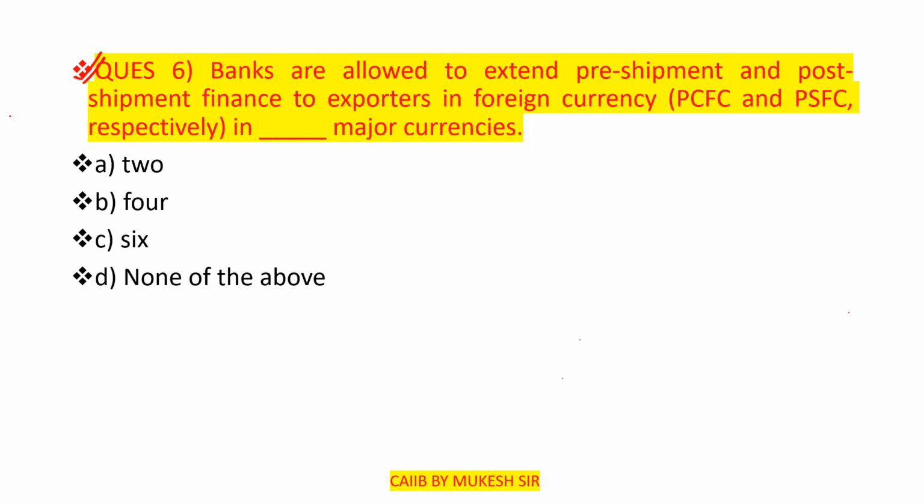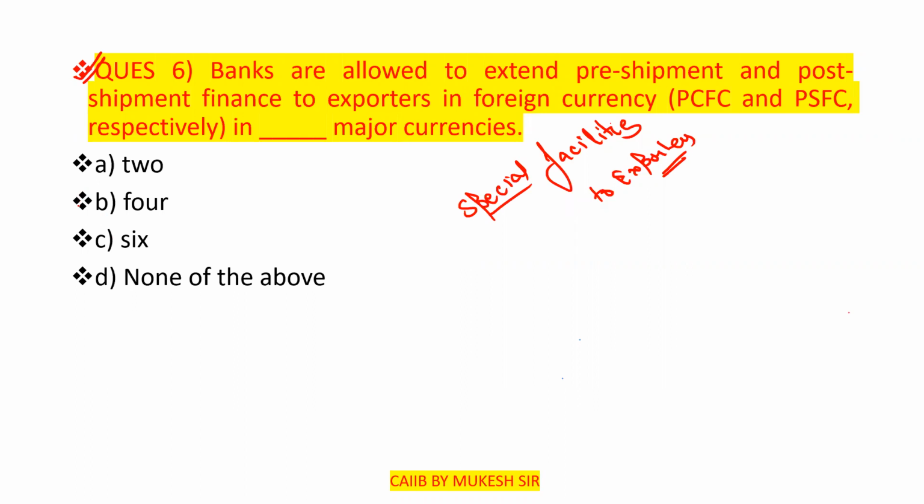So this question is also from chapter number 17. Clear? It comes under the special facilities to the exporters. So in dash major currencies, the options are 2, 4, 6, D, none of the above.